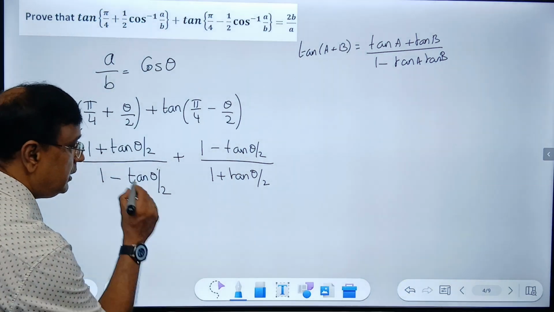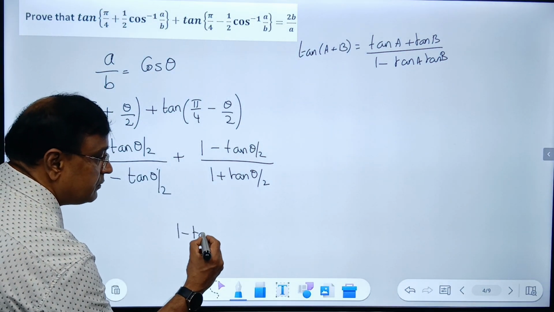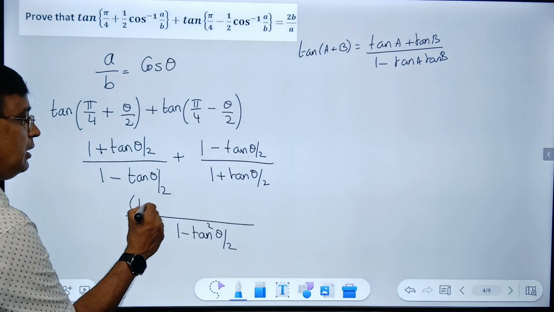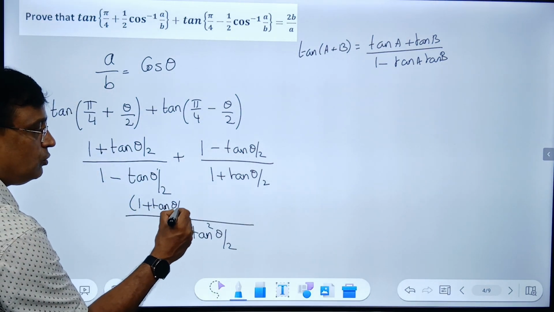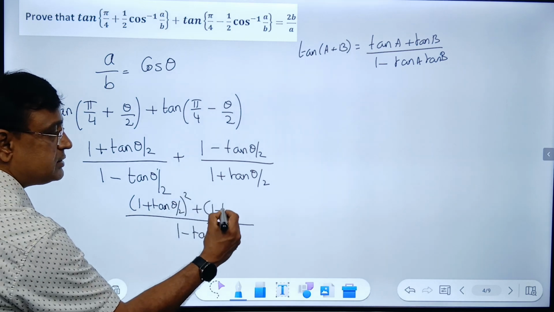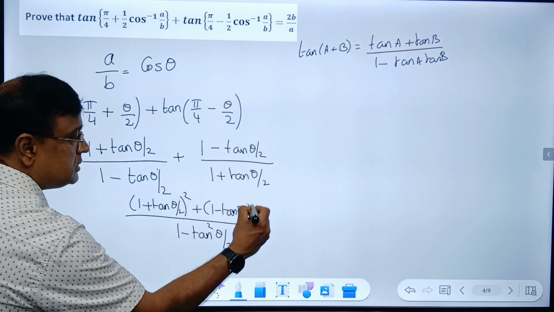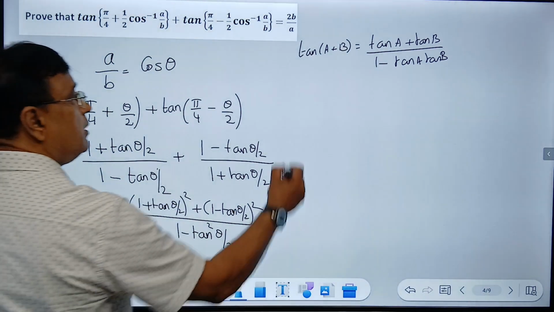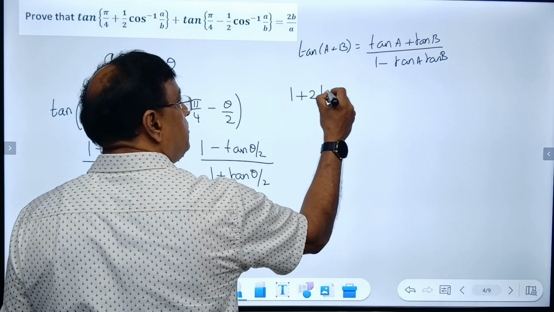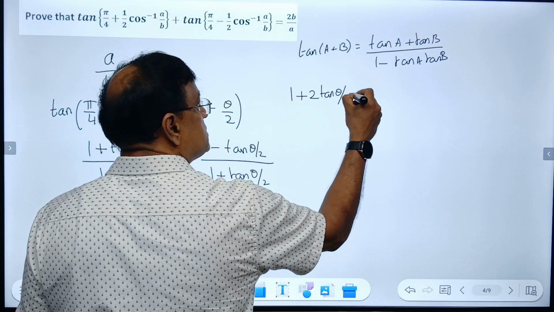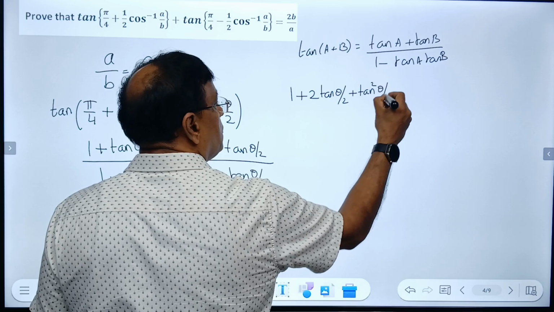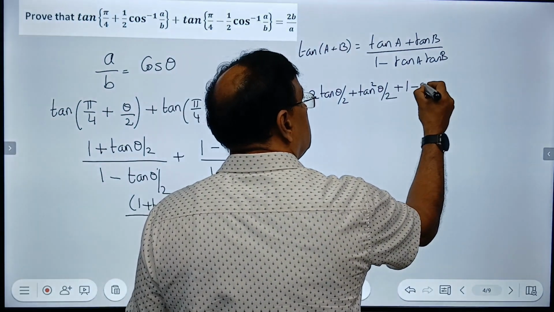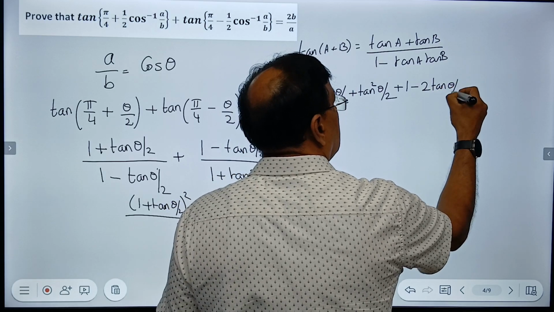If you take the LCM, (a plus b) into (a minus b) will be 1 minus a square minus b square. And numerator will be (1 plus tan theta by 2) the whole square plus (1 minus tan theta by 2) the whole square. Just normal LCM. Now I will do (a plus b) whole square. What is that? A square plus 2ab plus b square. What about this term? (a minus b) the whole square, which will be a square minus 2ab plus b square.